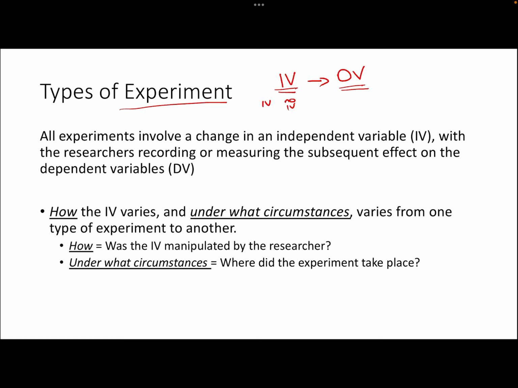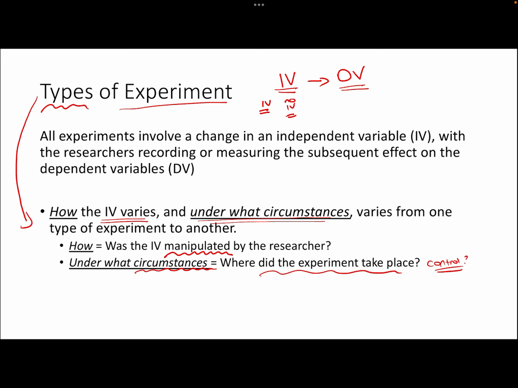So when we're talking about types of experiments, what we're really referring to here is how the independent variable was varied and under what circumstances. By how, we're really talking about, was the IV manipulated by the researcher, or have these conditions emerged based on factors beyond the researcher's control? We also might want to consider the circumstances under which that independent variable is being manipulated. In other words, where is the experiment taking place and how much control is there over situational variables?